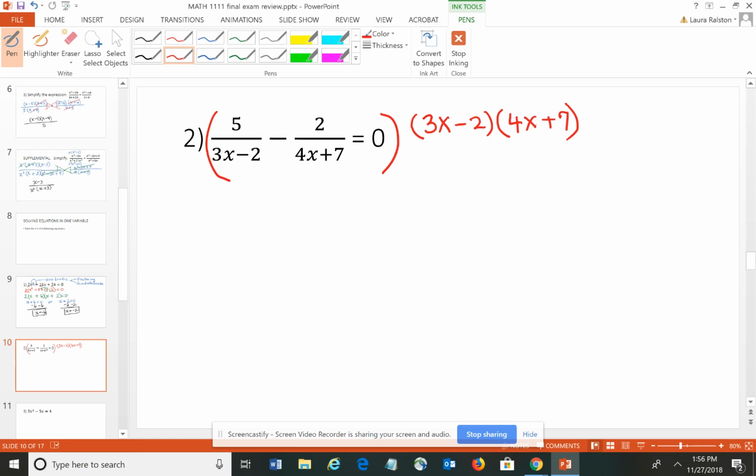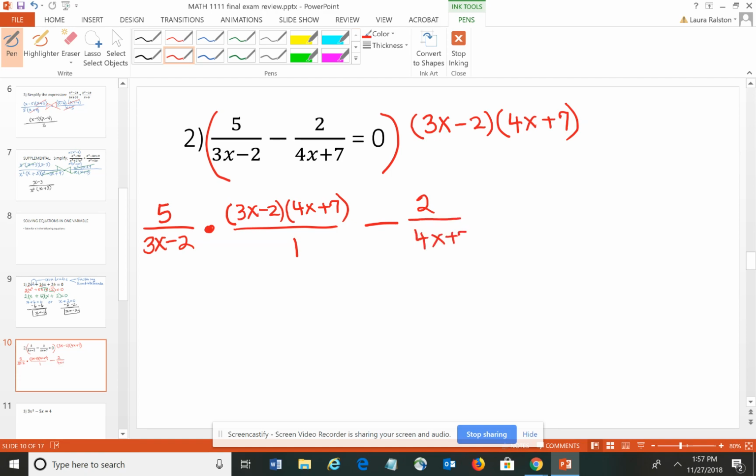I'm going to write this out so you can see what I'm doing. So we're going to do 5 over 3x minus 2 times 3x minus 2 times 4x plus 7 all over 1, minus 2 over 4x plus 7 times 3x minus 2 times 4x plus 7 all over 1, equals 0 times the 3x minus 2 and 4x plus 7.